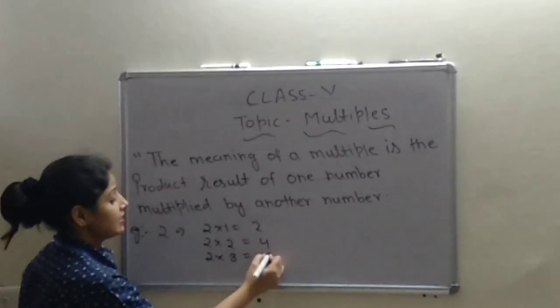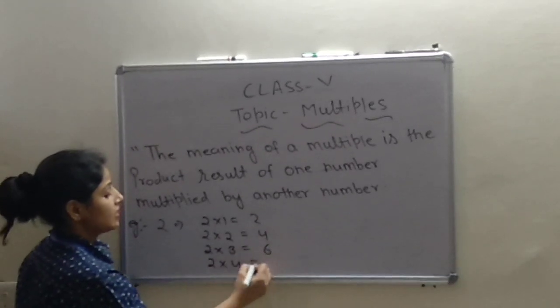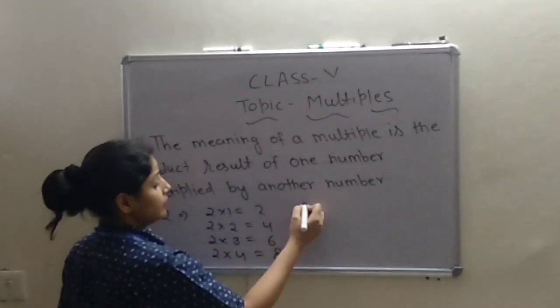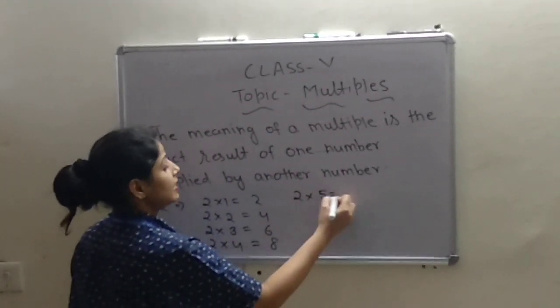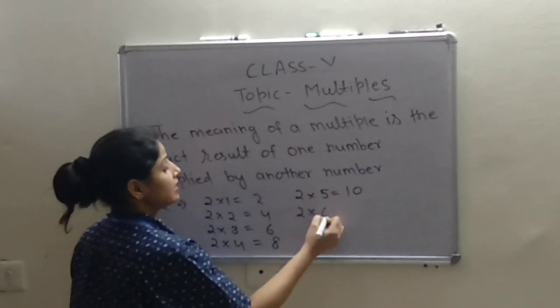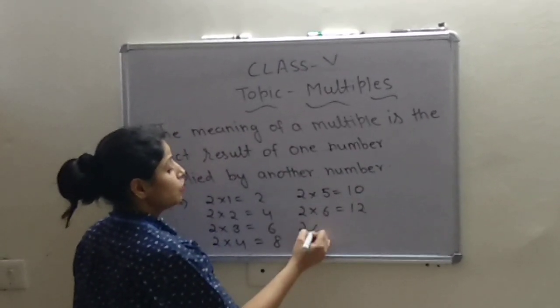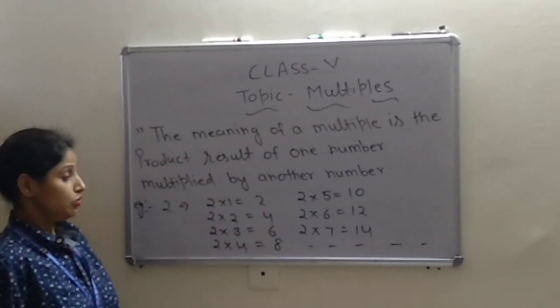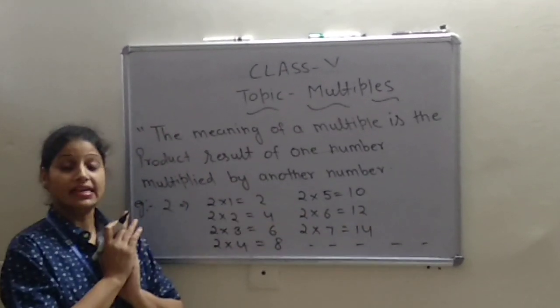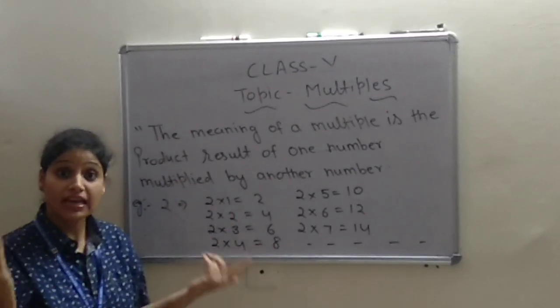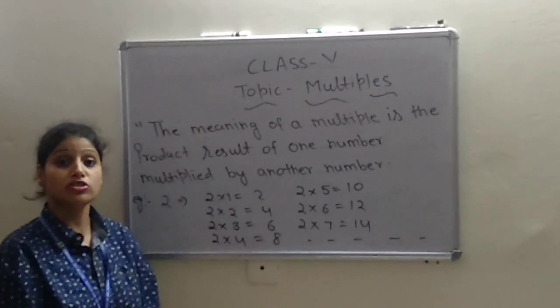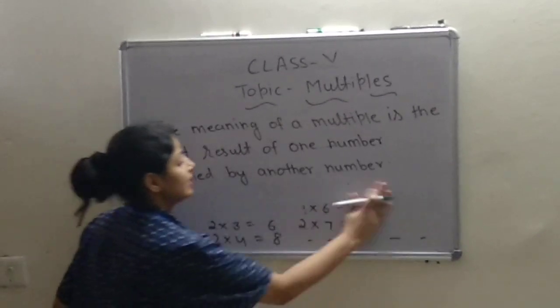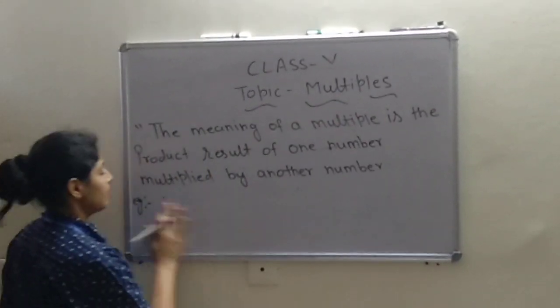2 threes are 6, 2 fours are 8, then 2 fives are 10, 2 sixes are 12, 2 sevens are 14 and so on. I mean to say, when you are writing multiples, these multiples are unlimited. You are not going to stop. So once again we will start writing all the multiples.